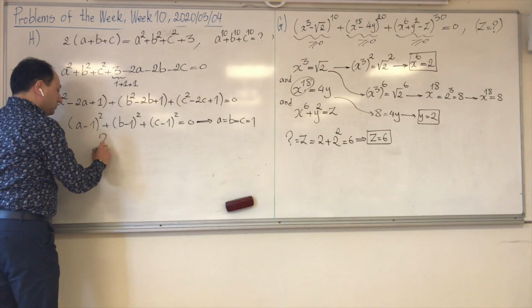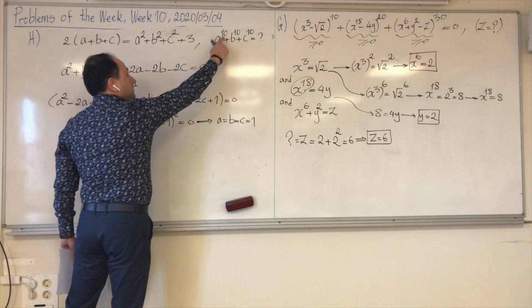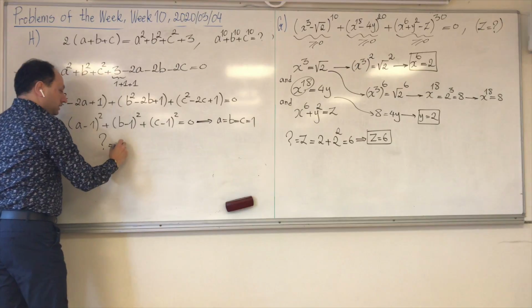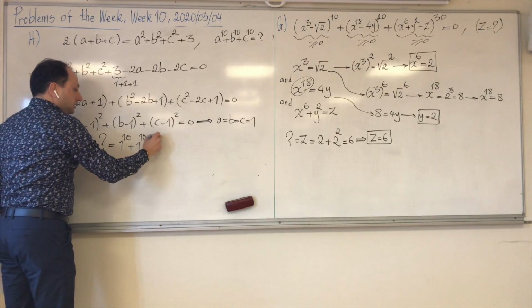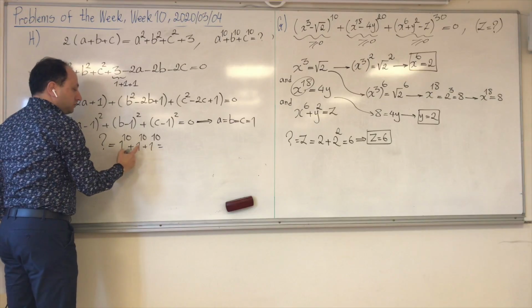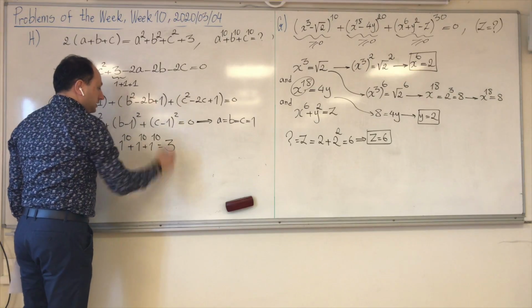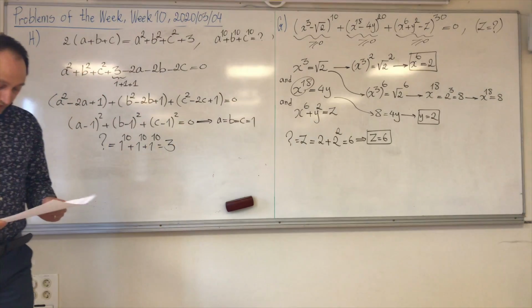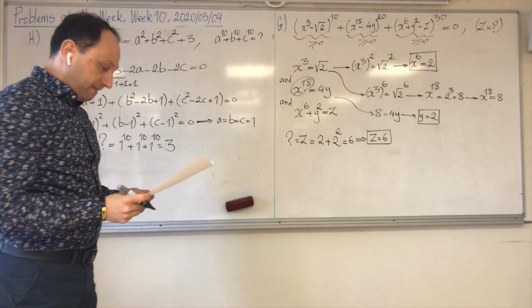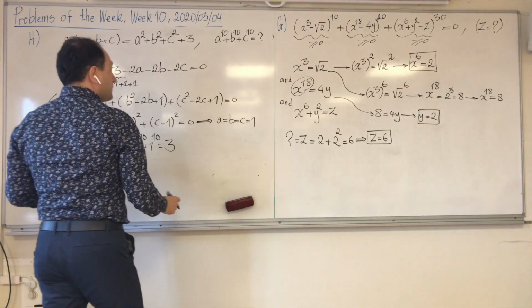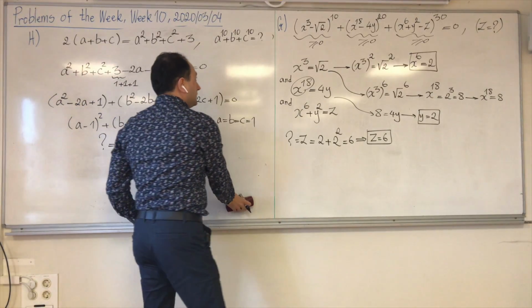And then my question mark is a to the 10, which is 1 to the 10, plus b to the 10, plus c to the 10. But all of them are 1. 1 plus 1 plus 1 is 3. So that is also simple. But let me go to the other problem.